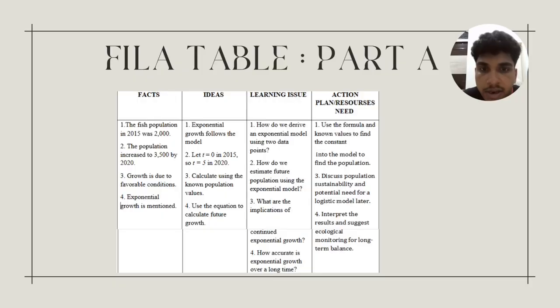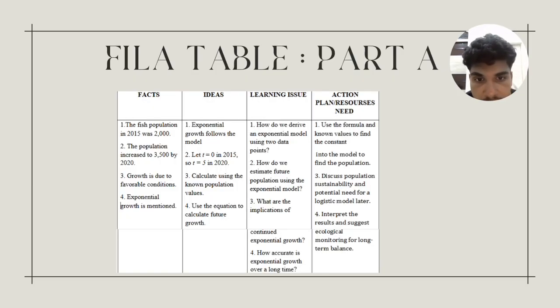Okay, now I'll be presenting about the table, part A. First of all, facts. The first fact, the fish population in 2015 was 2,000. The population increased to 3,500 by 2020. Growth is due to favorable conditions and exponential growth is mentioned.